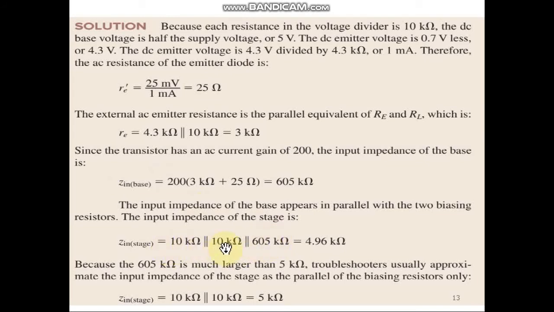So, R1 parallel R2 parallel Z in base. We know that this is 10, this is 10 and this is 605. The parallel combination of these will be lower than the lowest value, so it will be 4.96 kilo ohm. You can see this in a different way also: 10k parallel 10k will be 5k, and 5k parallel with 605k, so the approximate value will be 5k. Because 605k is much larger than 5k, troubleshooters usually approximate the input impedance of the stage, Z in stage, as the parallel of the biasing resistors only, 10k parallel 10k, that is 5k, and here you are getting 4.96k. Almost both are the same.